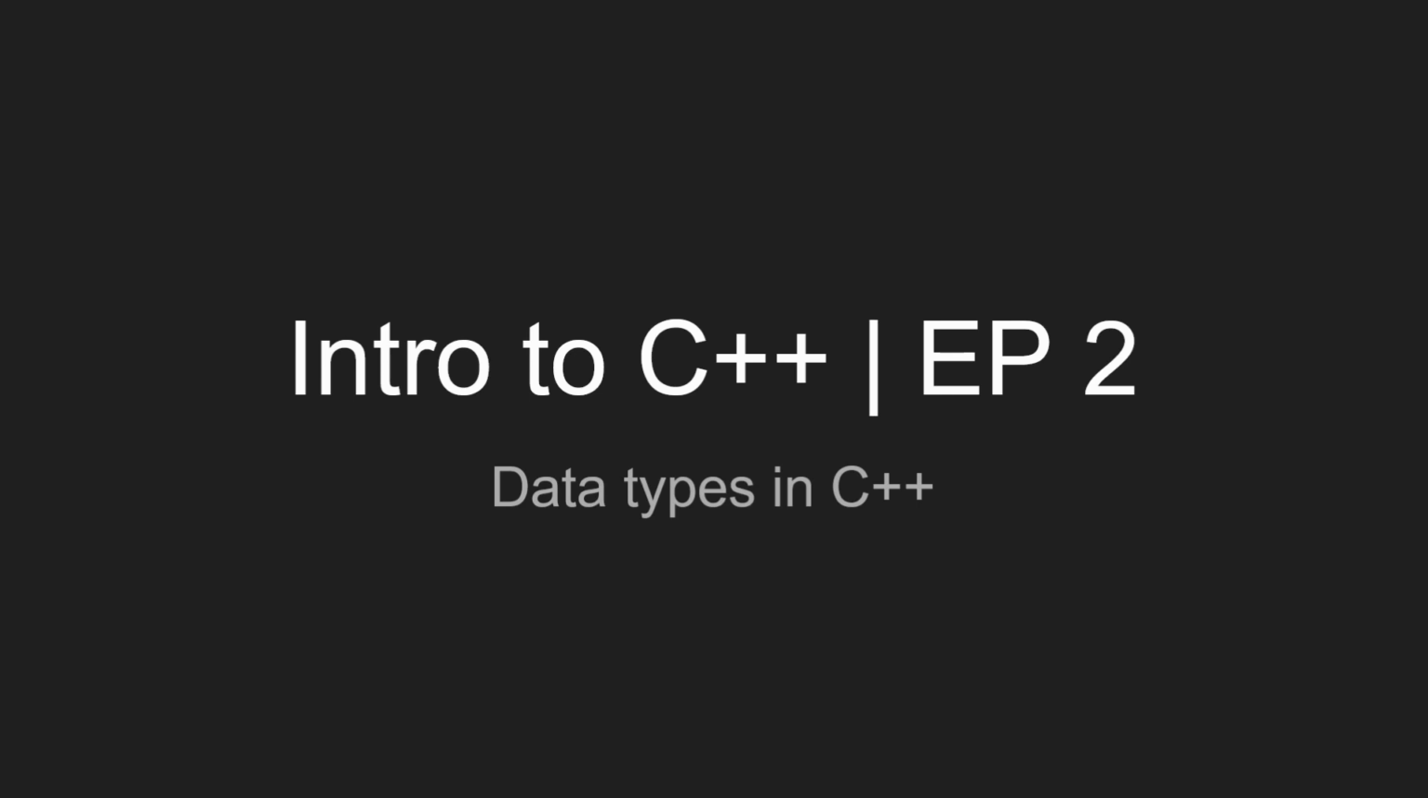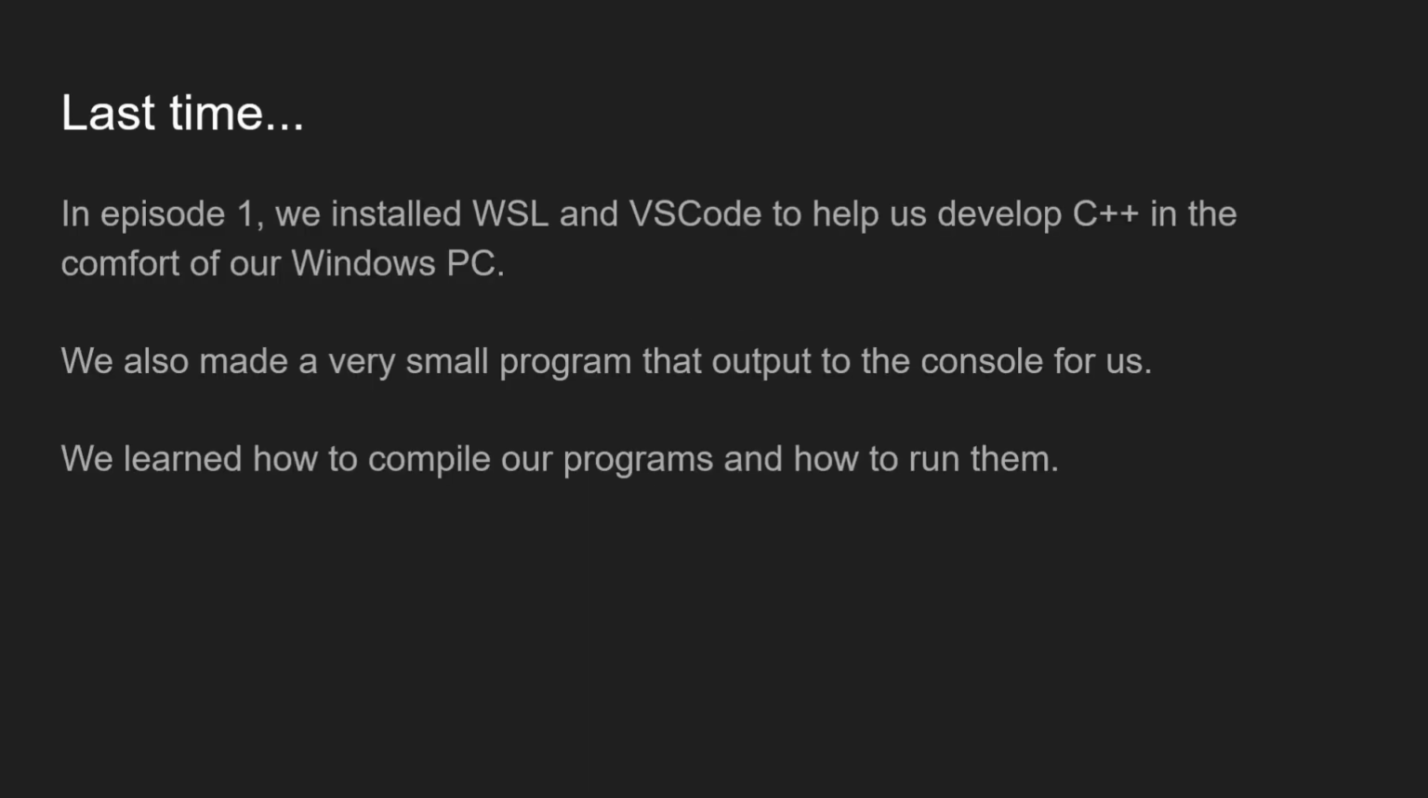Today we're going to be covering data types in C++ and other things like basic variable creation. In the first episode we installed WSL and VS Code. It helped us create our very first Hello World program. Very basic. We were able to output to the screen. We learned how to compile. We learned about scary C++ errors. And we made it all easy because we didn't have to deal with Windows' crazy compiler installation.